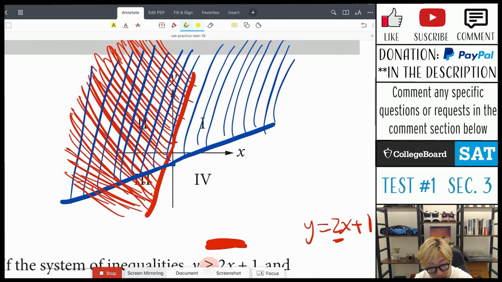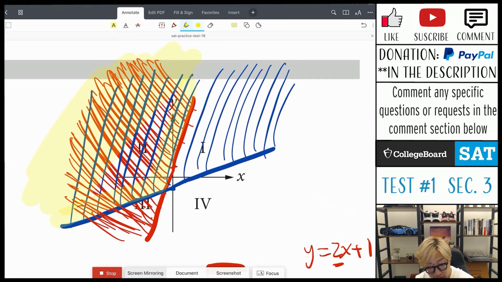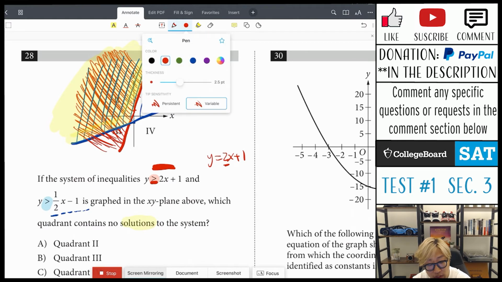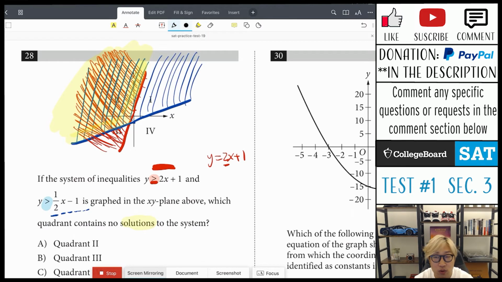And if you guys look, basically the overlapping region starts from right here and then right here. So all that region, can everybody see that? All right, so which quadrant contains no solution? Which part of all these four quadrants doesn't have that overlapping region?